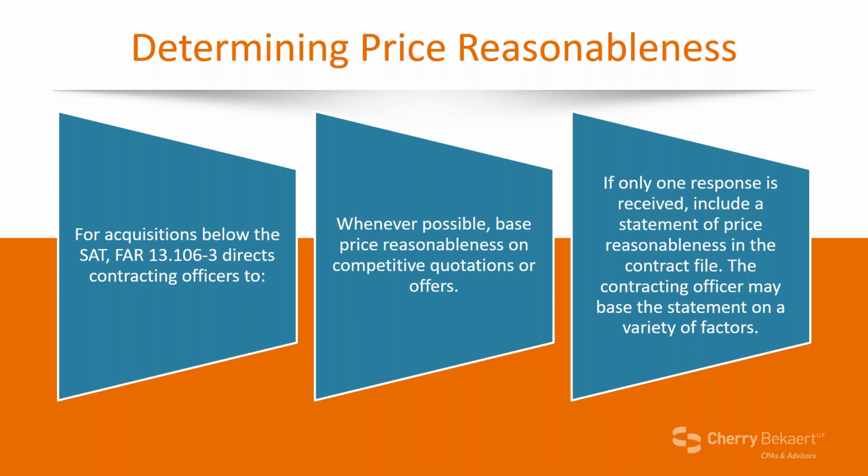Now then, if the government attempts to get competitive quotes but receives only one quote or response to the RFQ or the RFP, the contracting officer is to include a statement of price reasonableness in the contract file. And the FAR lists several different factors that the contracting officer can use to determine whether that single response offers a fair and reasonable price: prices at which the item or services have been purchased in the past, market research, an IGE, or any other factor that gives reasonable assurance that the price offered is fair and reasonable.